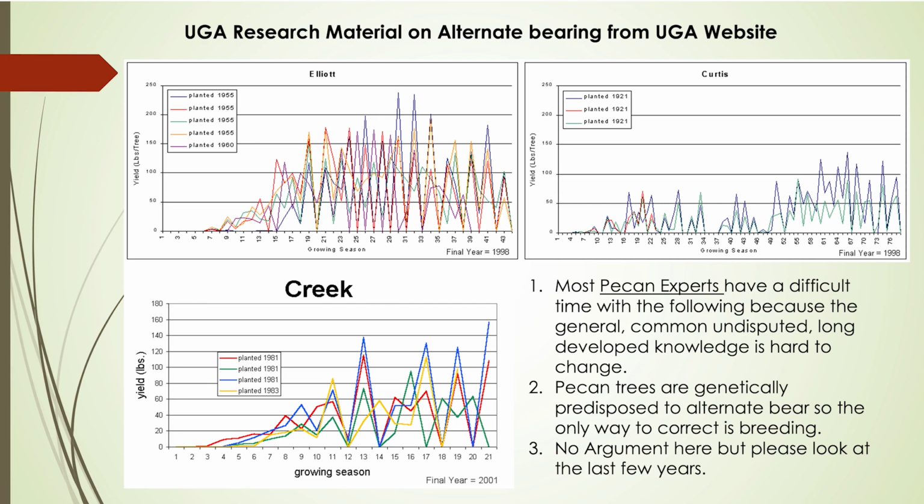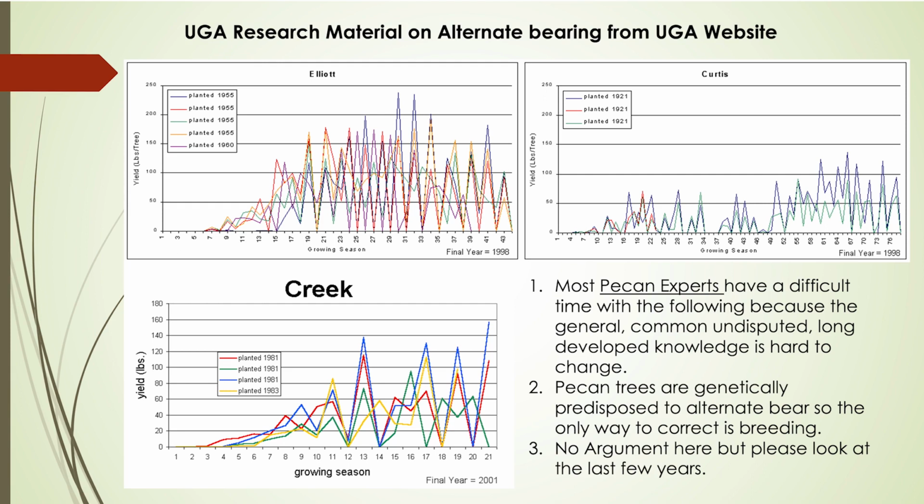This is very exciting to me when it comes to alternate bearing. And before I go any further, I'm not knocking anybody here, but I think it's important to note in these notes that I've got here, most pecan experts have a difficult time with the following. Because the general, common, undisputed, long-developed knowledge is hard to change. What they posit is that pecan trees are genetically predisposed to alternate bear, so the only way to correct is breeding it out of the tree. You can't feed the tree enough to make it not alternate bear. No argument here, but please take a look at the last few years of our results.